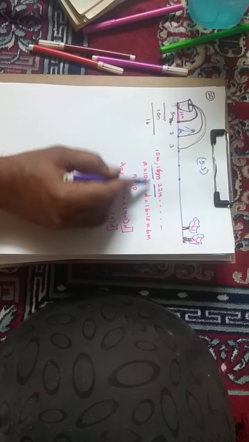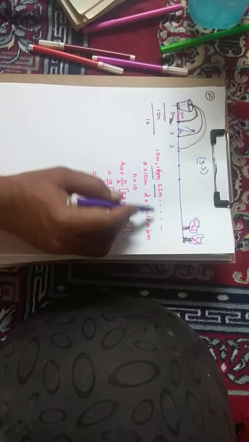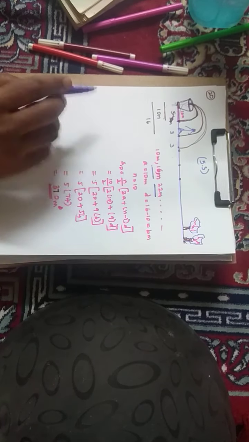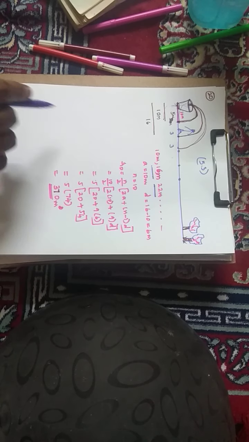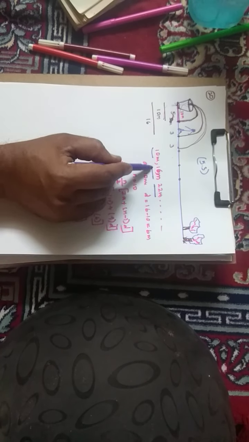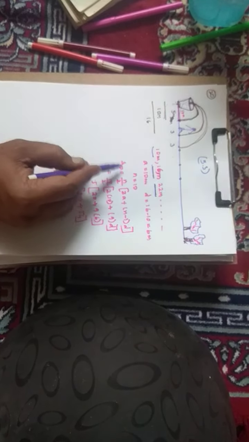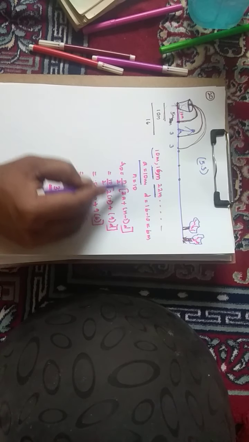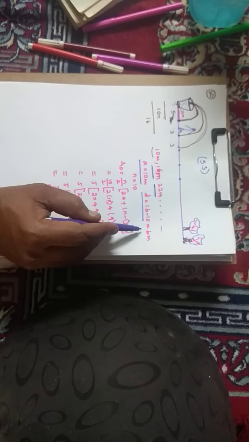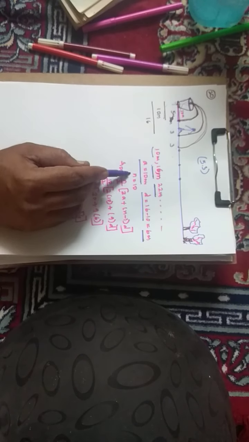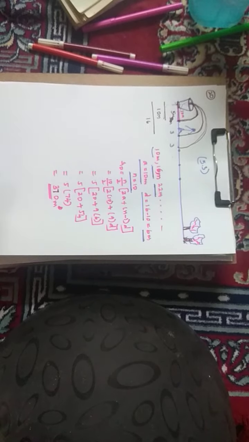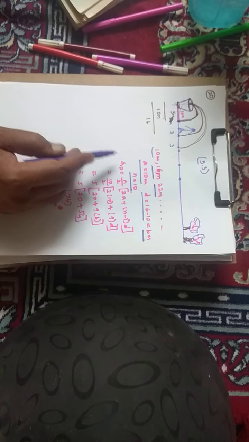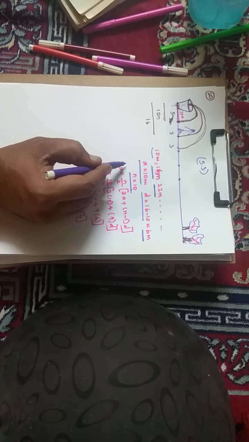So like that, this situation forms an arithmetic progression: 10, 16, 22, and so on. Here you want to observe in this question, the first term A is equal to 10 meters, and D is equal to A2 minus A1, that is 16 minus 10, that is 6 meters. And N, how many potatoes are there? 10 potatoes. The total distance traveled by the competitor is S10.